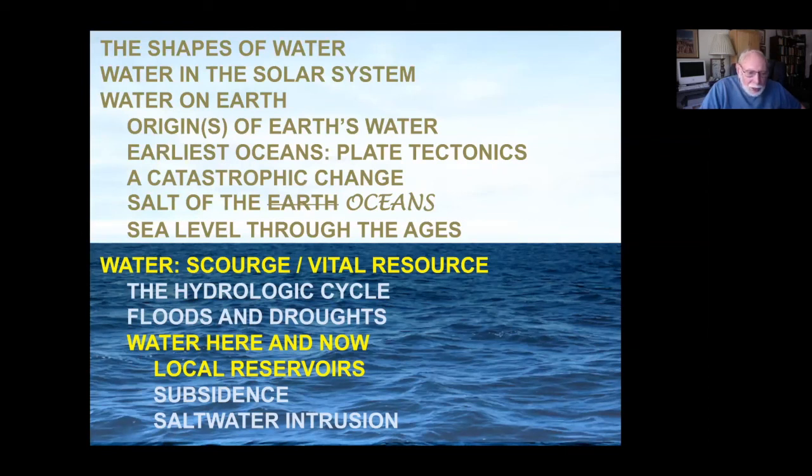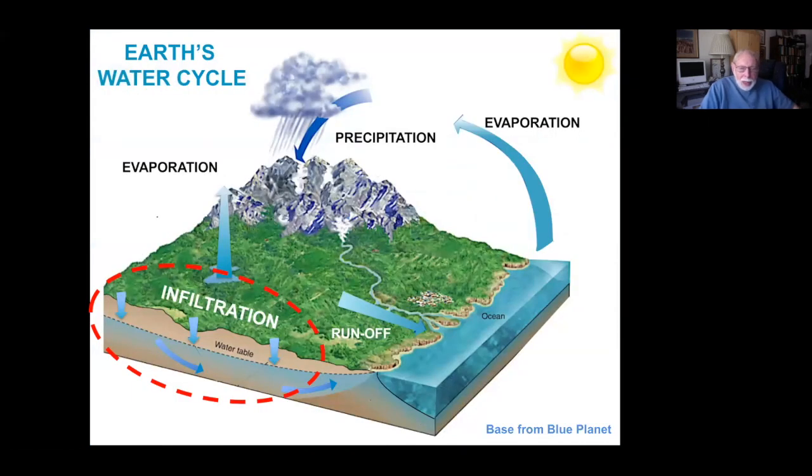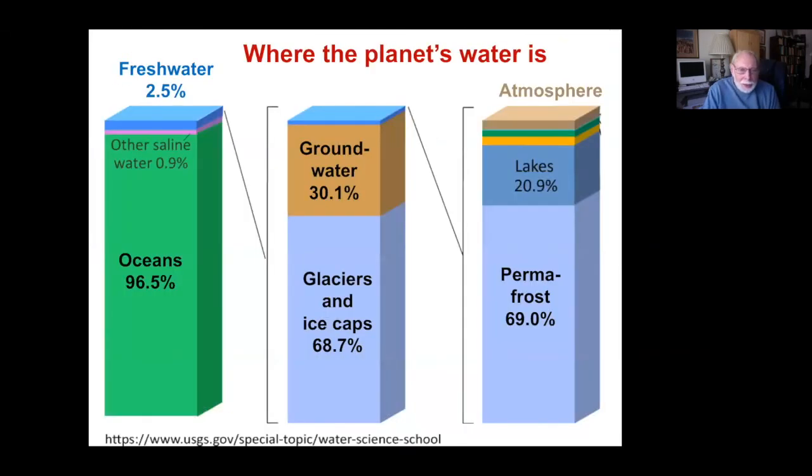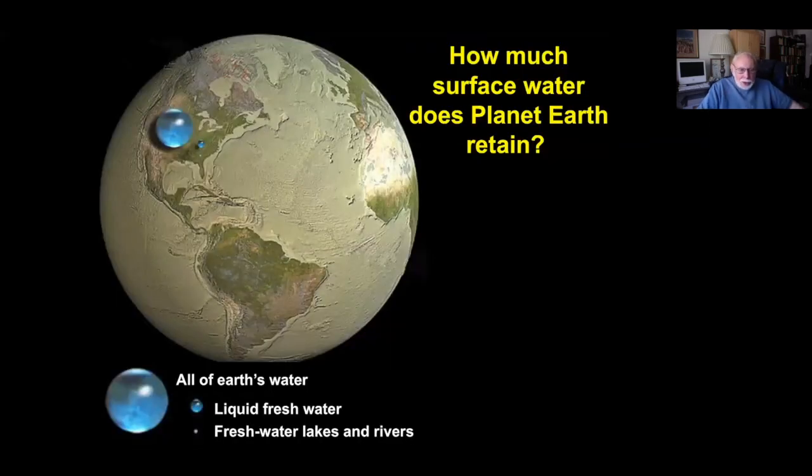Well, the last thing we'll talk about is water here and now. And the part of it we'll focus on is the infiltration part, where the water sinks into the ground. There's not that much fresh water. It's groundwater, which is where most of the fresh water is, less than 1% of the total water on the planet.